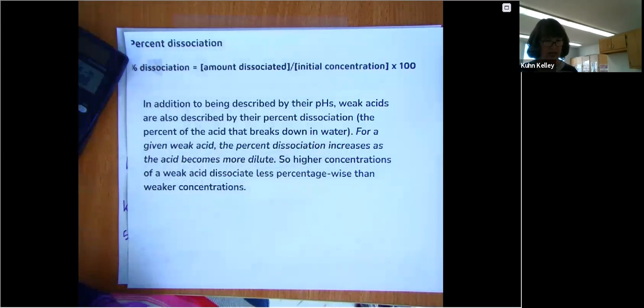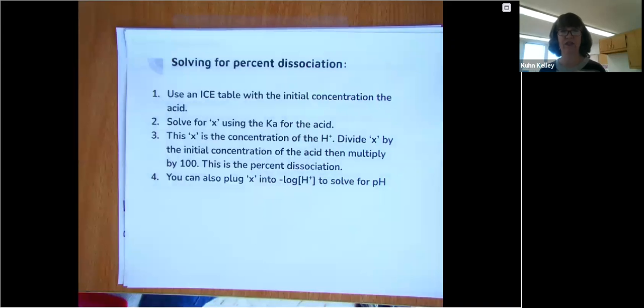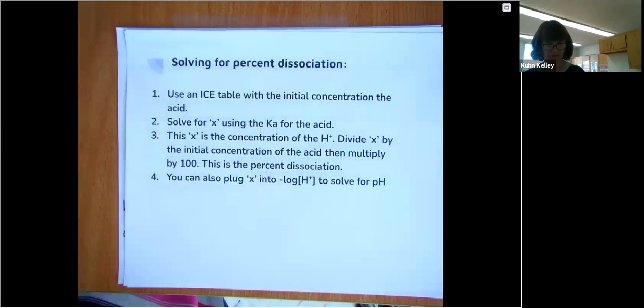So going to that is not too painful of a process. Once again, you're going to start by using an ICE table with the initial concentrations. You're going to solve for X, just like we did in that first problem. And then we're going to remember that X is the concentration of one of our ions. So if we simply take X divided by the initial concentration of the acid times 100, that's our percent dissociation. So let's look at one other problem together.